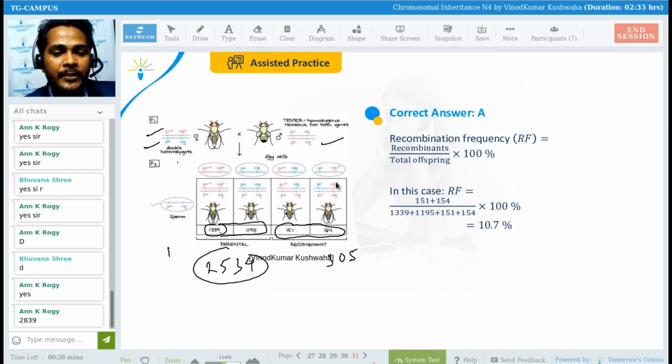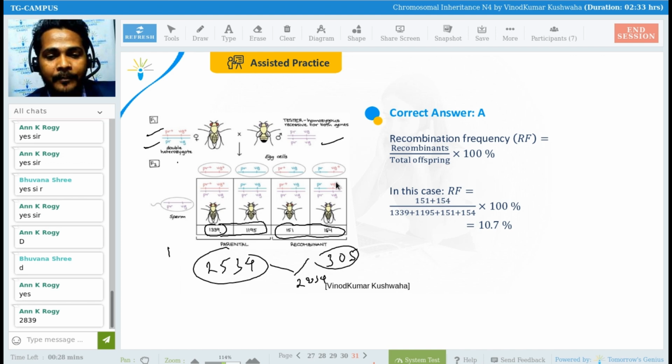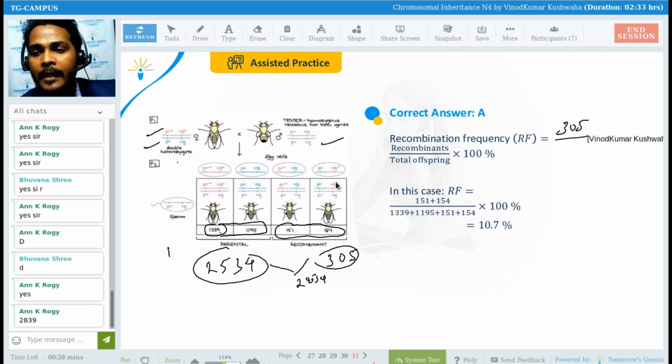So this is parental combination, this is recombinant. When you add both, you get a total of 2839, right? Now you know the formula for frequency of recombinant. Recombinant is 305, and the total number of offspring we just calculated is 2839, multiplied by 100. Just multiply and divide, you will get 10.7%.